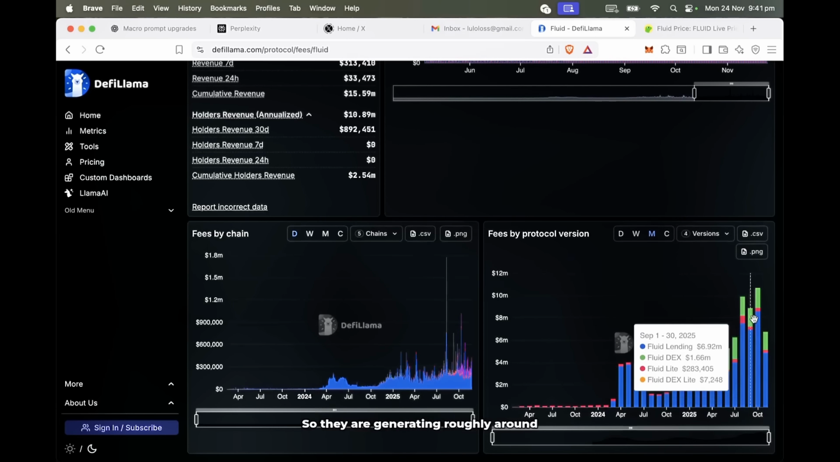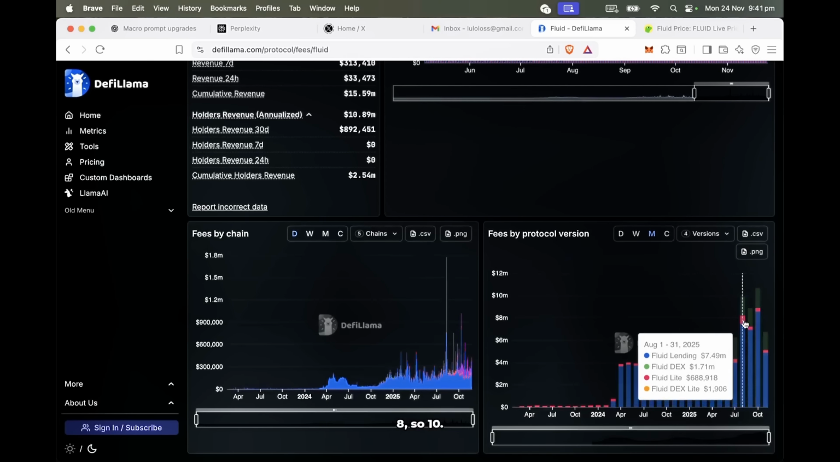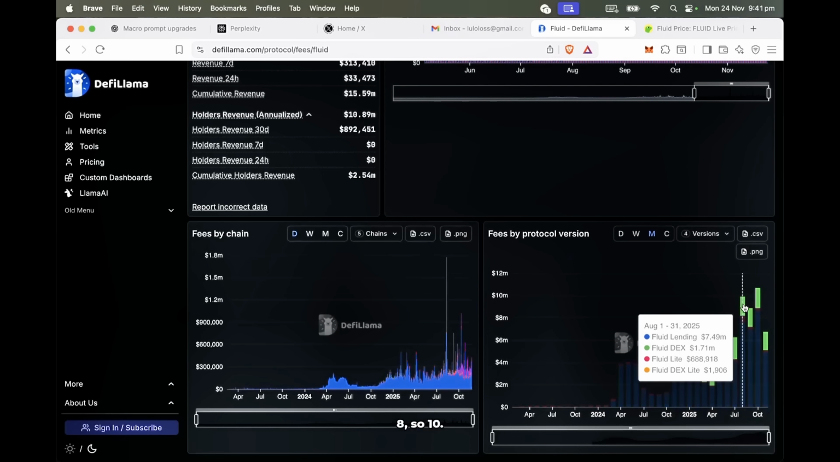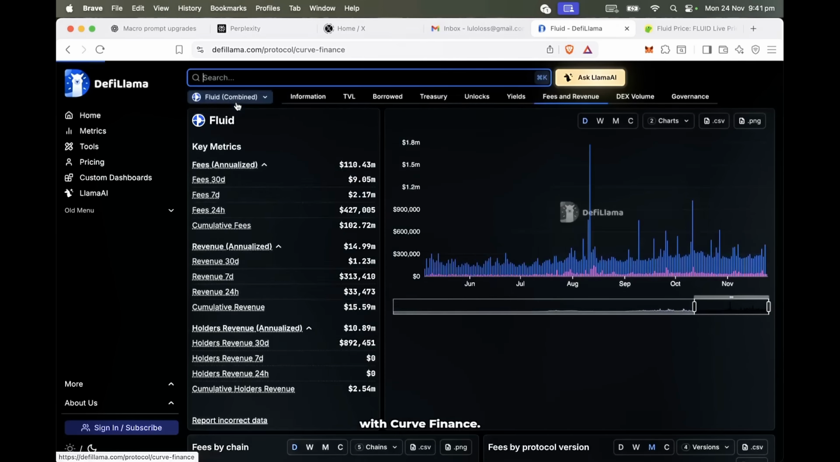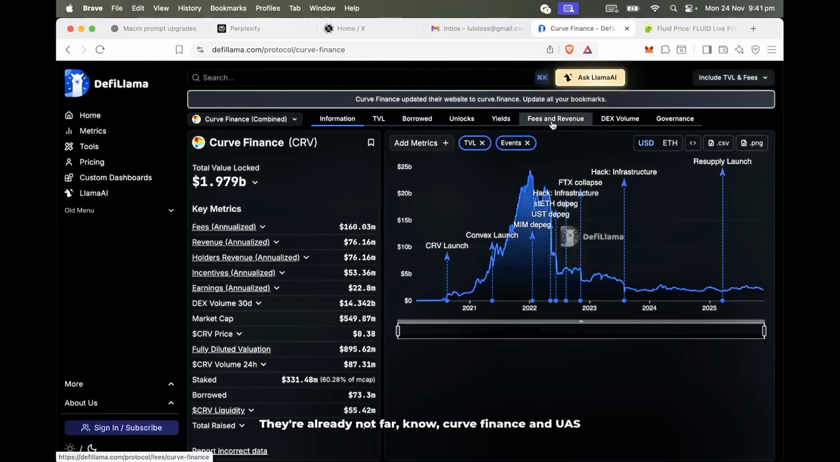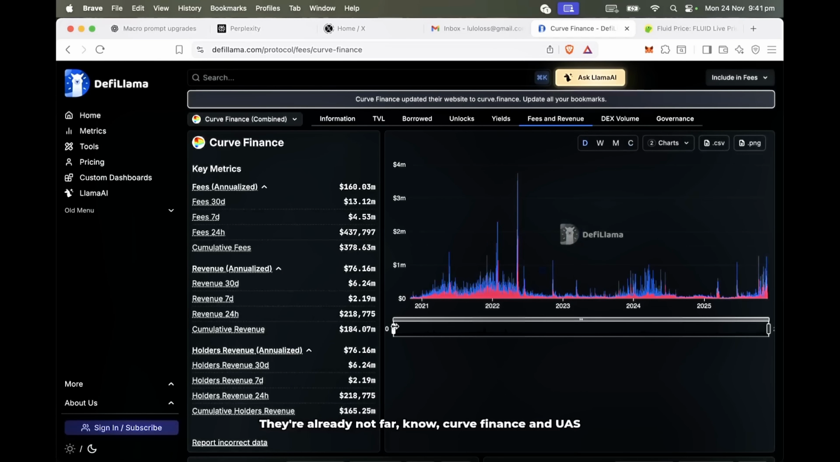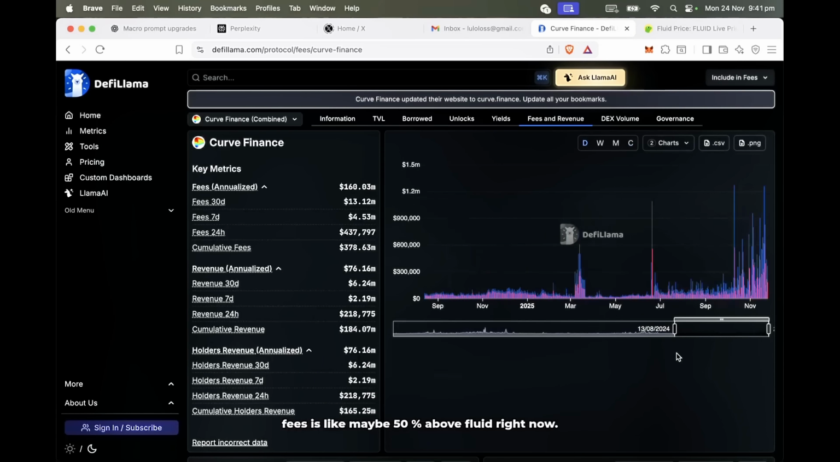So they are generating roughly around 10 million a month. Yeah, if we average it out for the last 4 months, it's about 10 million. And with Curve Finance, they're already not far. Curve Finance's annualized fee is maybe 50% above Fluid right now.